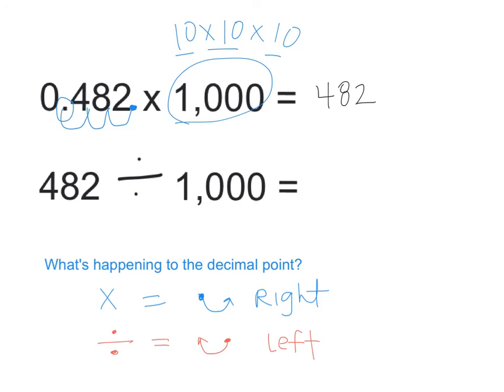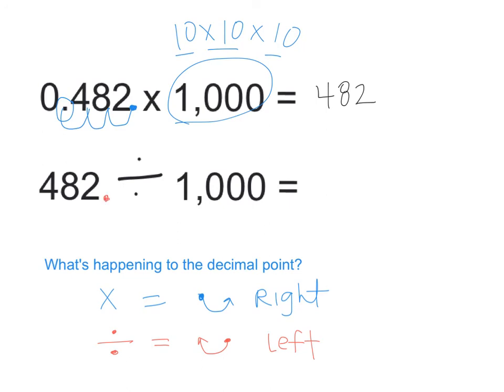Wait a second, there's no decimal point here. You make one. Where? Can I just put it anywhere? No. Is there actually a decimal point here, but it's invisible? Yes. Where is it actually? Ananya, where's the decimal point in this number? After the 2. Very good.